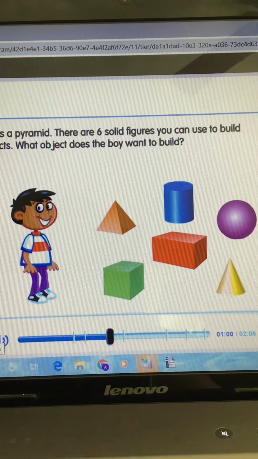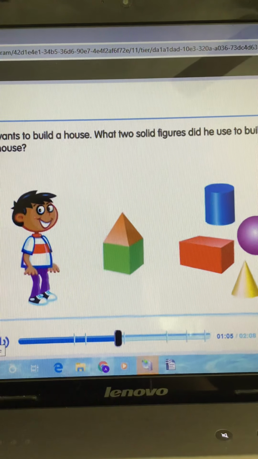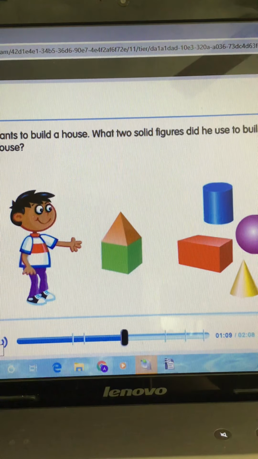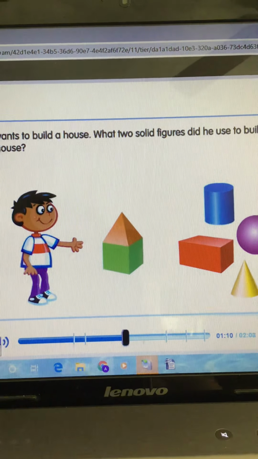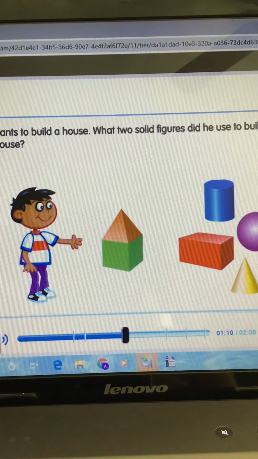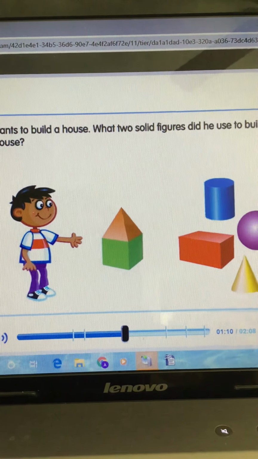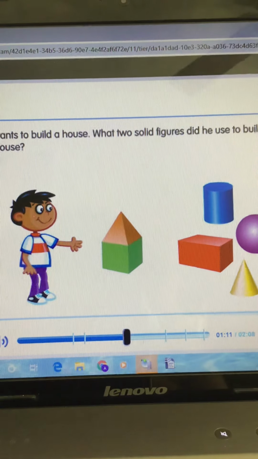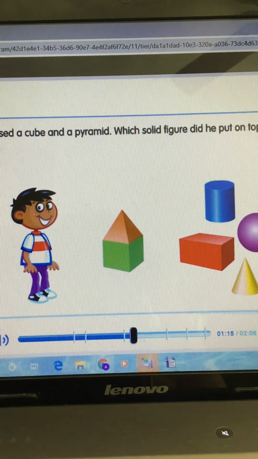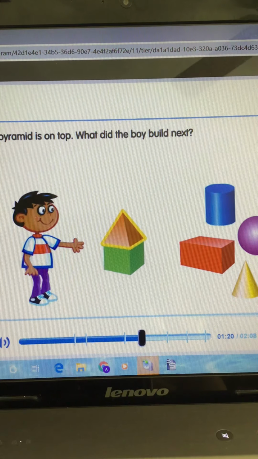What object does the boy want to build? He wants to build a house. What 2 solid figures did he use to build the house? So they're asking us what are the names of the 2 solid figures that he used to build the house. He used a cube and a pyramid. Which solid figure did he put on top? The pyramid is on top.